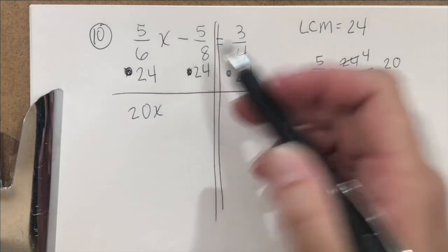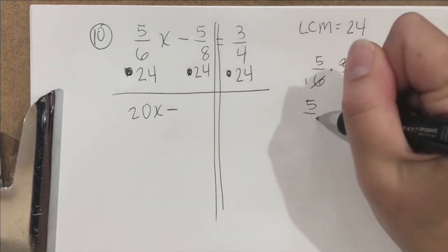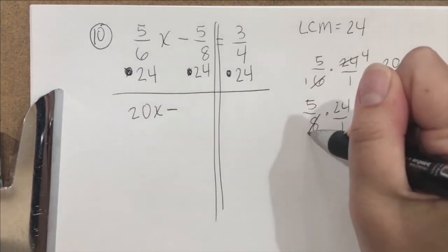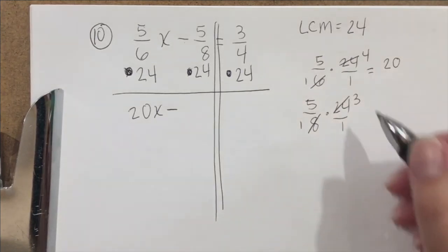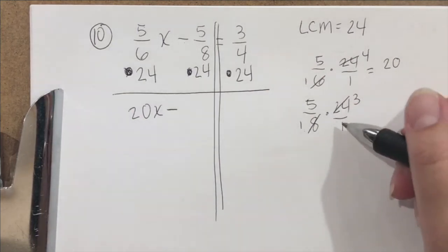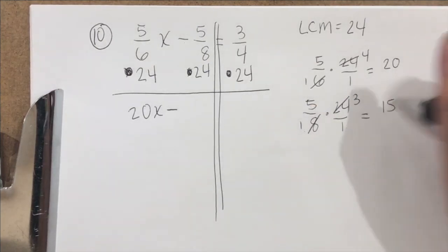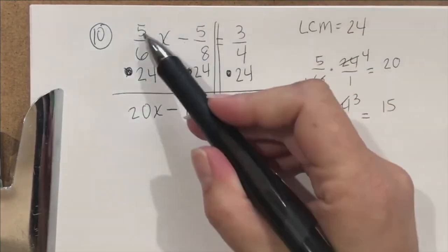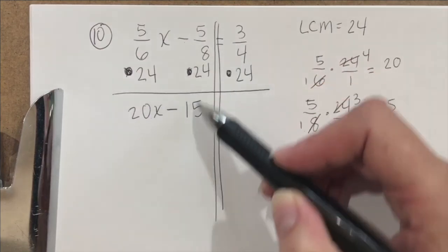Let's do the 5/8. And it's negative. Let's put the negative there so I don't forget. So 5/8 times 24. 8 divided by 8 is 1. 24 divided by 8 is 3. So now it's a whole number because it's over 1 on both sides. 5 times 3 is 15. And it would be 15 over 1 as a whole number. So 5/6x times 24 is 20x. 5/8 times 24 is 15.